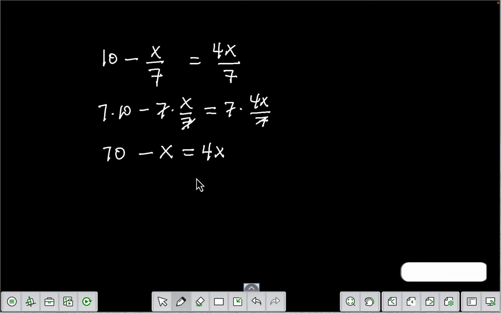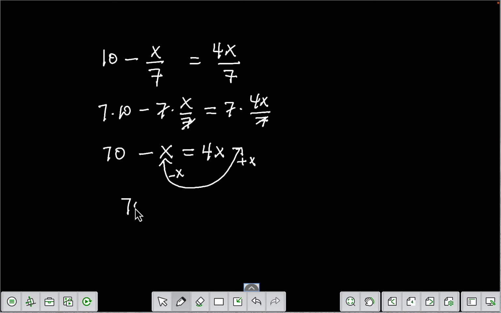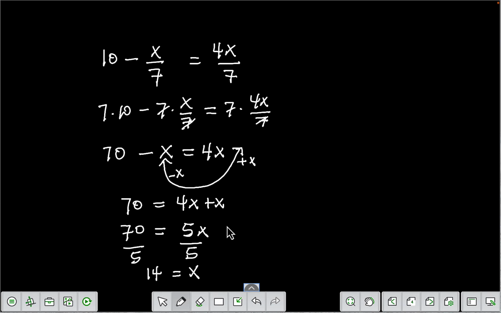Again, we're going to transpose, so this will move from there to this side of equality. It is negative x here, so it will end up becoming positive x. So this means that we're going to have 70 equals 4x plus x. This gives us 5x, and that is equal to 70. We divide by 5, we divide by 5. So x is equal to 14. So the value of x here is equal to 14.